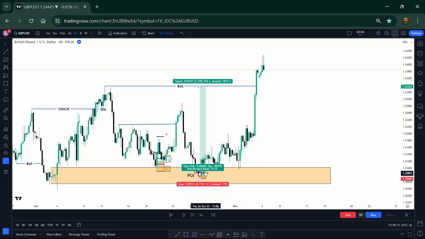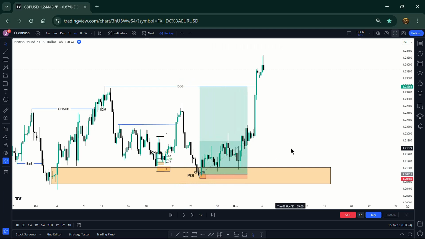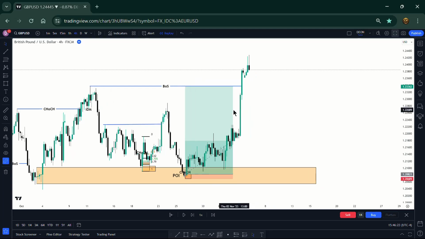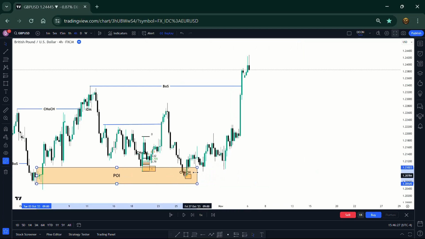So now look at this, guys. From this entry right here, this is a risk reward ratio of 1 to 19. Okay, you can grow your account like that. All right, so let's remove that and look for other stuff.